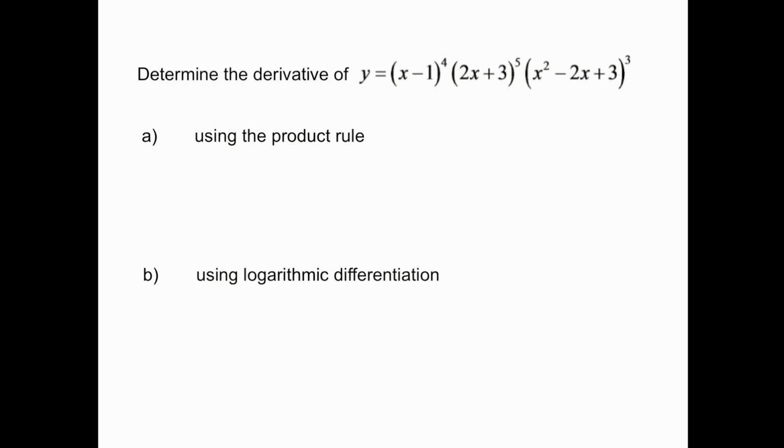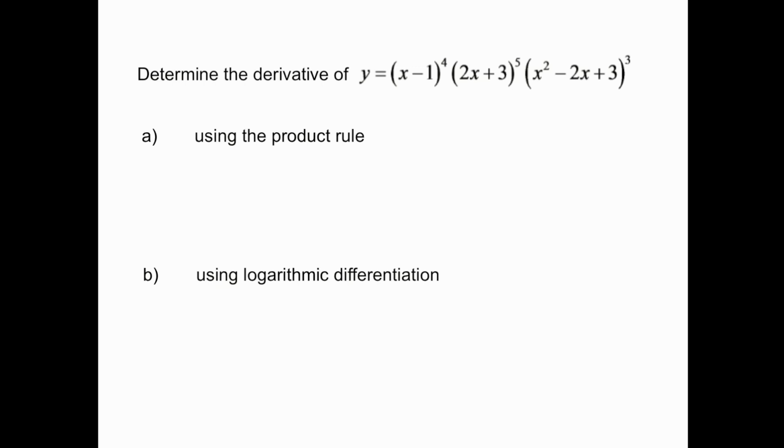Okay, so here is an example. Let's determine the derivative of y equals (x - 1)^4 times (2x + 3)^5 times (x^2 - 2x + 3)^3. And we're going to look at this two different ways. We're going to start by doing it using the product rule that we know, and then we're going to use our new method of logarithmic differentiation and see how the two compare to each other.